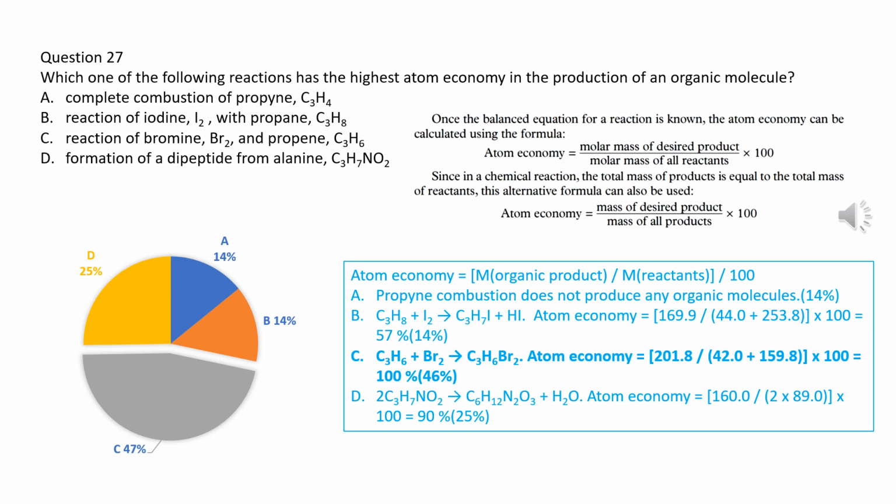Atom economy is a method of tracking the atoms in a reaction equation to calculate the mass of the atoms of reactants used to form products as a percentage of the total mass of the reactants. Atom economy in C reaction is 100%. So, the correct answer is C.